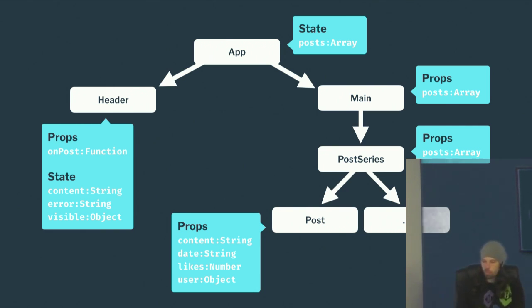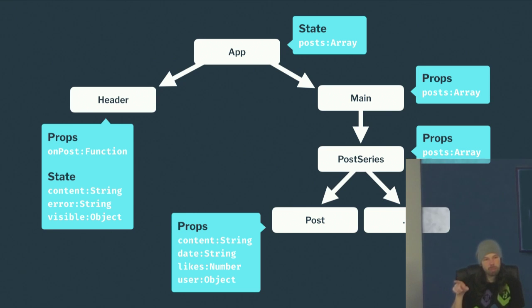And what actually splits it up and gives it to each post is our post series component. We go back up the chain to app, and we say, okay, there's also a child called header. Header can be passed a function called onPost. This is the function that we want the header to call when we actually post a tweet.